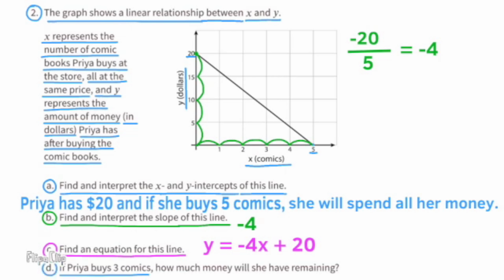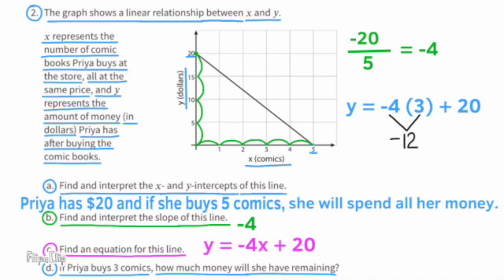D. If Priya buys 3 comics, how much money will she have remaining? I'll use the equation y equals negative 4 times x plus 20 to help me write this equation, but I'm going to substitute the x with the number of comics. So the equation will read y equals negative 4 times 3 plus 20. And negative 4 times 3 is negative 12. So the value for y will equal 20 minus 12. And 20 minus 12 is 8. So y equals 8, or the amount of dollars that she will have remaining equals 8.